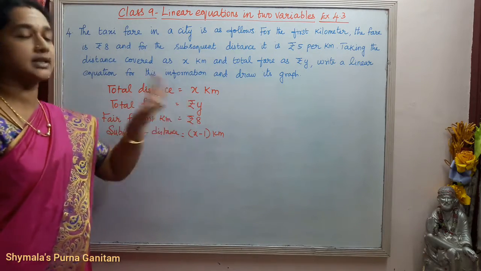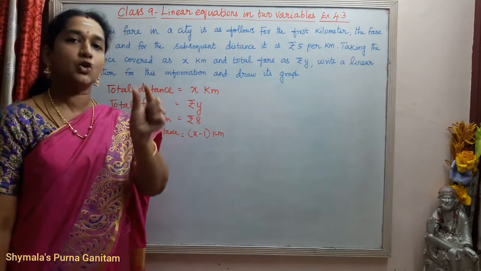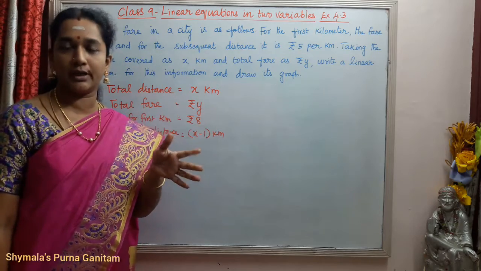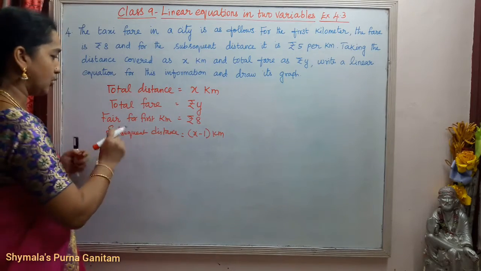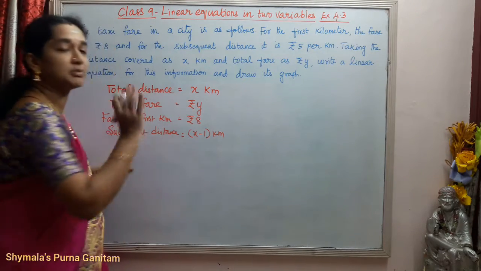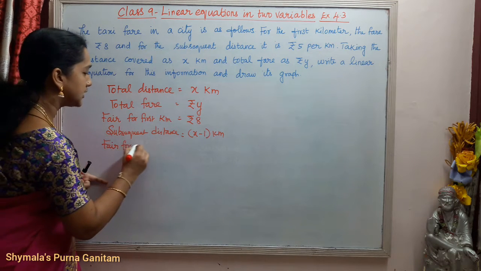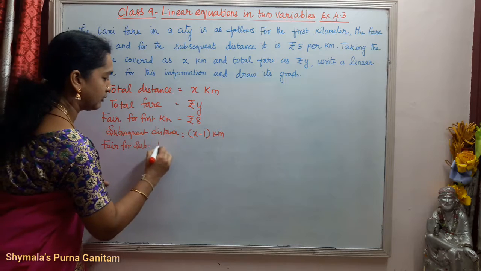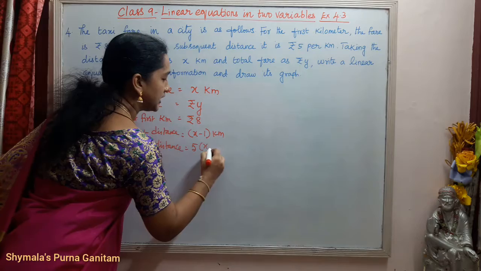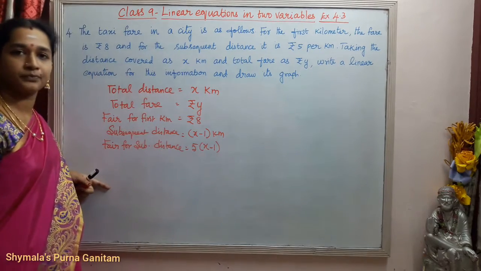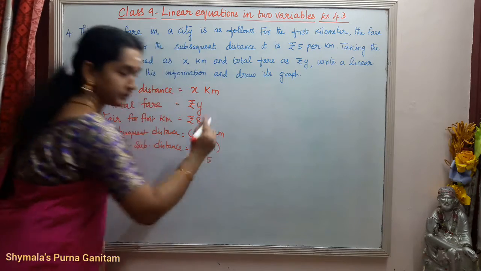Okay. Total distance covered is 2 kilometers. The first 1 kilometer they have already fixed as 8. Then for the remaining kilometer only, we have to find the value. So the subsequent distance is x minus 1 kilometer. Then the fare for the subsequent distance will be 5 into x minus 1, which is equal to 5x minus 5.